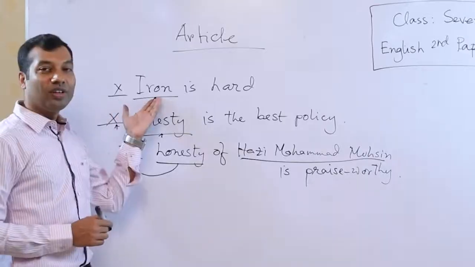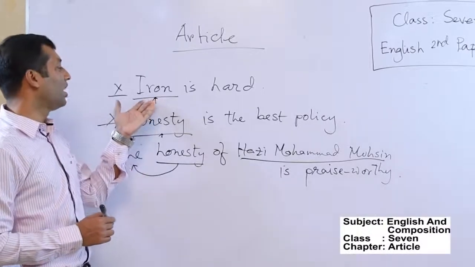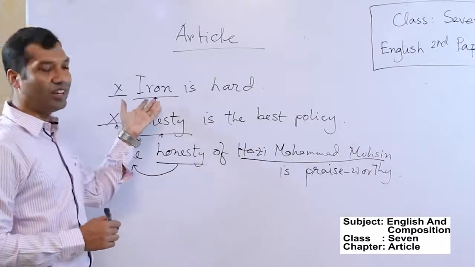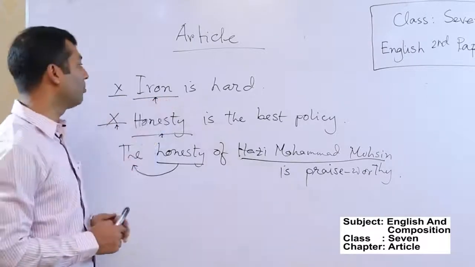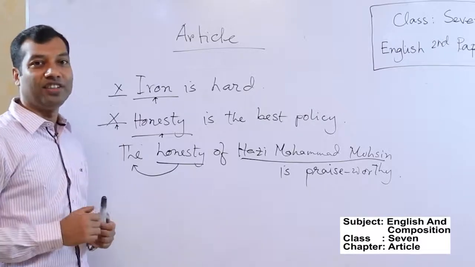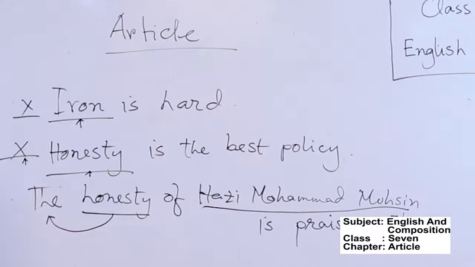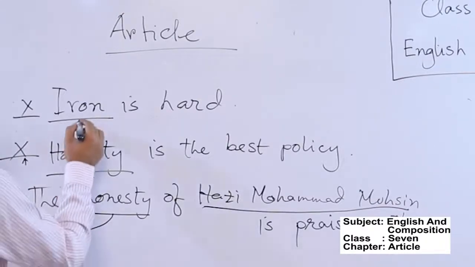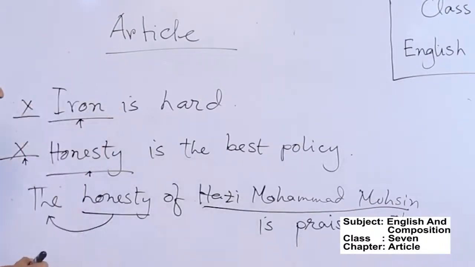You may also need to use the article the before a material noun if it is meant definitely. For example, the iron used to make the table is very strong. So in this case, you may use the article the before the material noun.